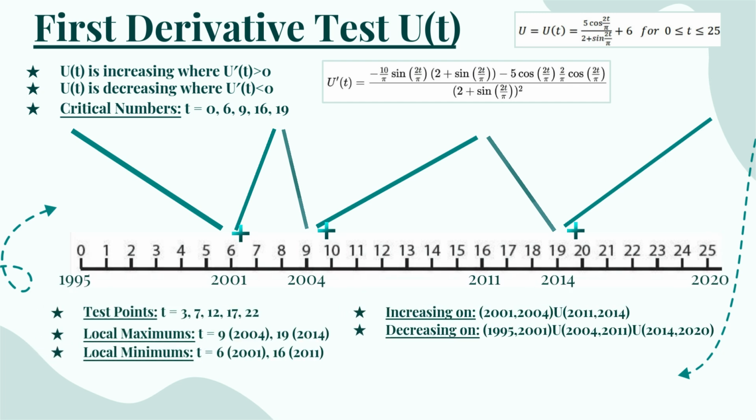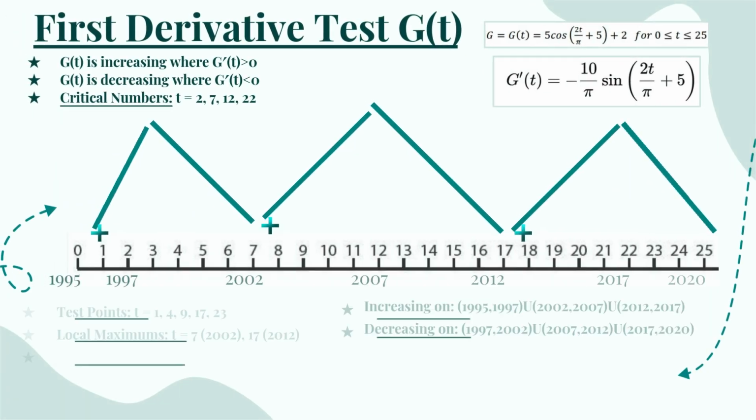The first derivative test for U of t tells us where the unemployment rate is increasing or decreasing. It increases between 2001 to 2004 and 2011 to 2014, and it decreases between 1995 to 2001, 2004 to 2011, and 2014 to 2020. We also identify local maximums at 2004 and 2014 and minimums at 2001 and 2011.